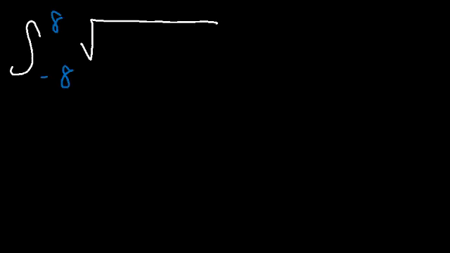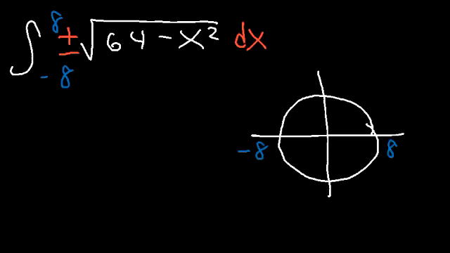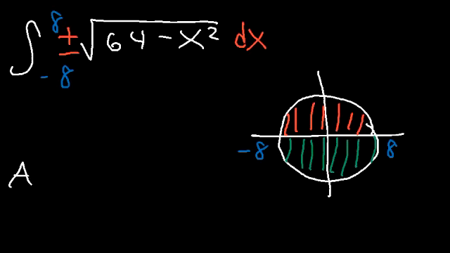Now what about this one? Let's say it's plus or minus. What's the answer in this case? So what is the area and what is the value of the whole integral? So from -8 to 8, it's positive and it's negative. So we have the entire circle. The area of the entire circle is pi r squared. And r squared is 64, so it's 64 pi.